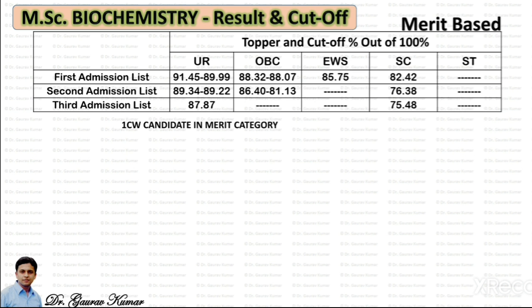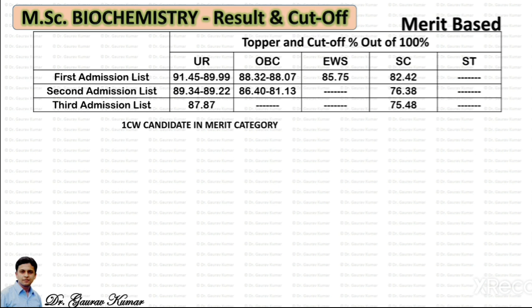And if you see the results and cutoff for the MSc Biochemistry, we had 3 admission lists in the merit based exam, and then there was 1 CW candidate in the merit category also. The topper has a percentage of around 91.45, while the last percentage on which selection was made in unreserved category was 87.87. In OBC, you can see it ranges from 88.32 to 81.13 in the second admission list, while in EWS there was only 1 seat, so 85.75. At 85.75, 1 candidate was selected, and in SC you can see the range is from 82.42 to 75.48.